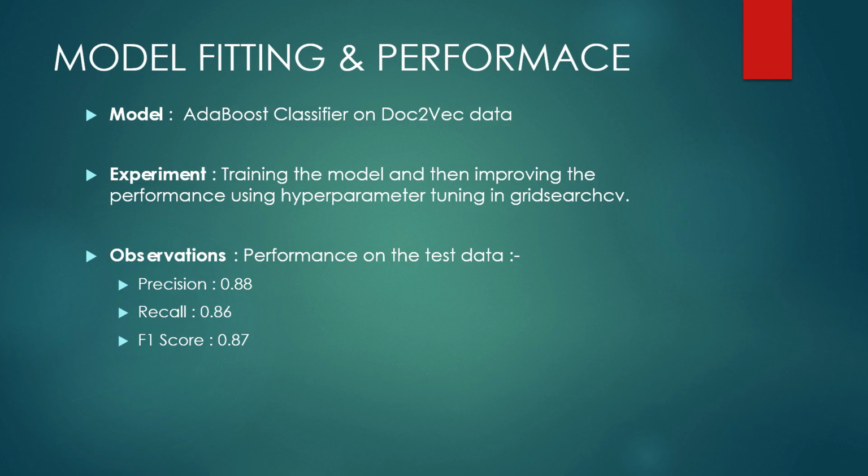F1 score of 0.78. We also changed the matrix to Doc2Vec data, and again we used different machine learning models. We got the AdaBoost classifier as one of the best on Doc2Vec, where we got precision of 0.84 on test data, recall of 0.86, and F1 score of 0.87, which was good. After using the bagging classifier on the Doc2Vec data, we got precision of 0.94, recall of 0.67, and F1 score of 0.78.